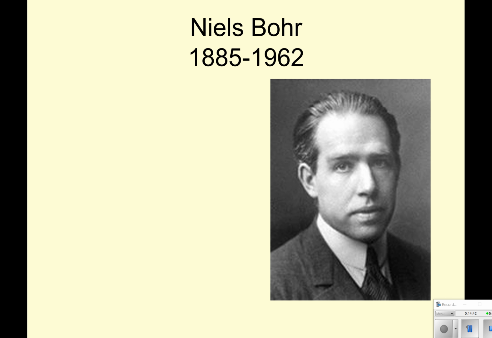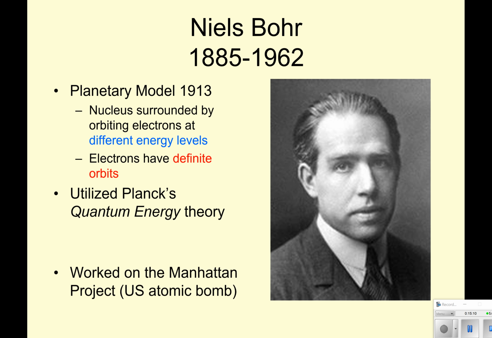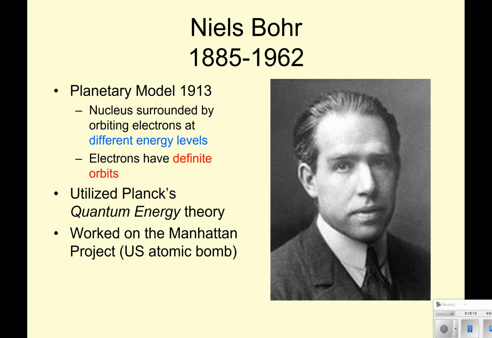Now Niels Bohr, again around the same time, early 1900s, comes up with the planetary model. And he basically said that the nucleus is going to be surrounded by orbiting electrons at different energy levels. And this is the important part of the planetary model. He said that basically electrons are going to be in specific, energy-specific orbits. And this is where we get quantum energy theory from. He was one of the scientists that worked on the Manhattan Project, developing the first atomic bomb during World War II.